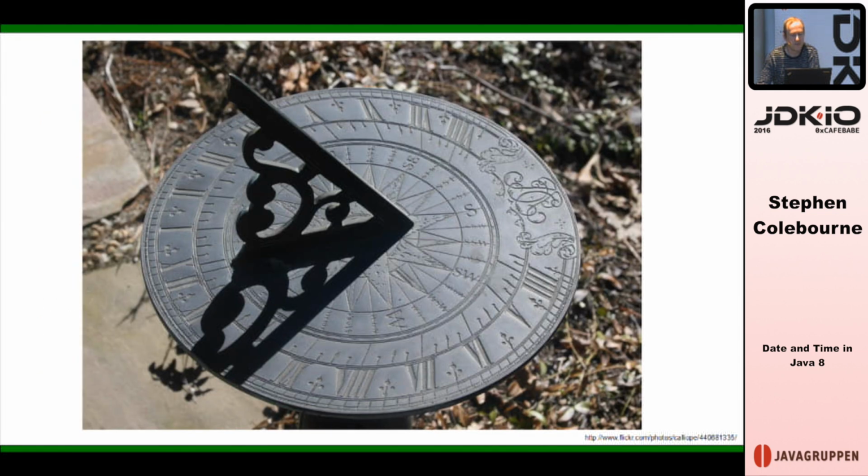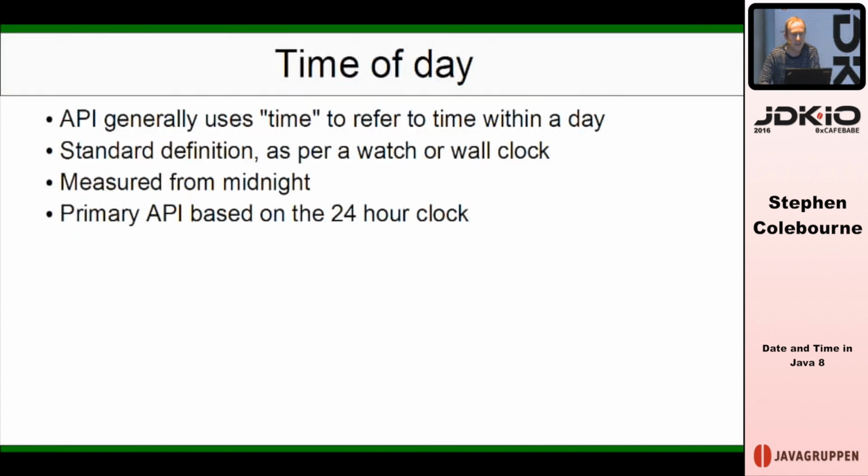Pretty sundials. If only we were still telling time with sundials, eh? So where the API uses the word time, it's generally referring to the time of day. So a time is what you see on your watch, what you see on a wall clock, except, of course, we're using the 24-hour clock, not the 12-hour clock. So days begin at midnight and end at midnight.